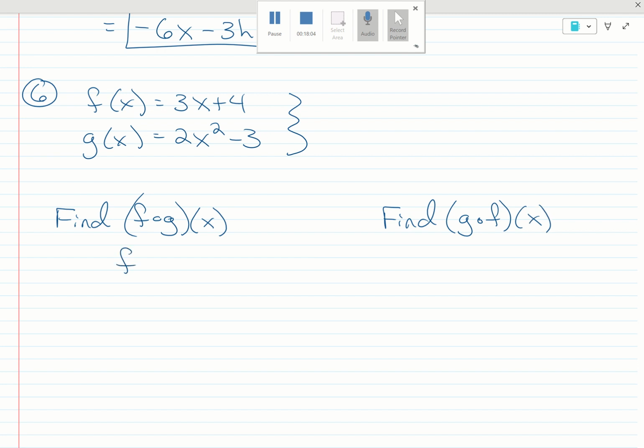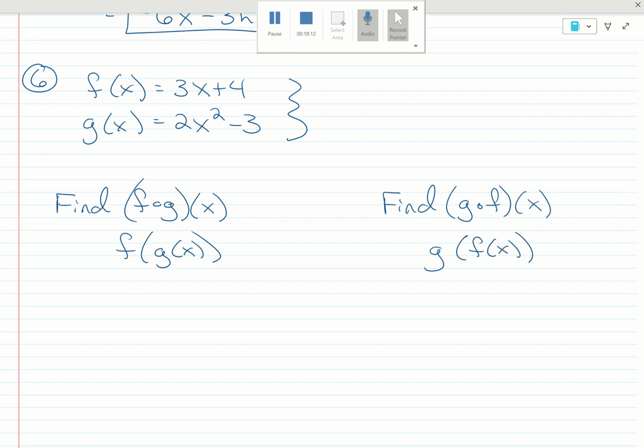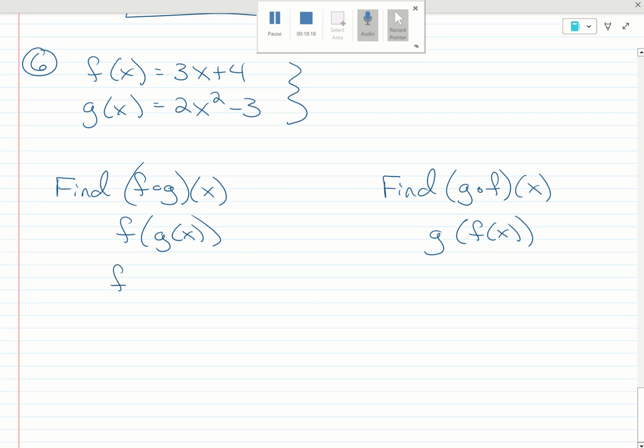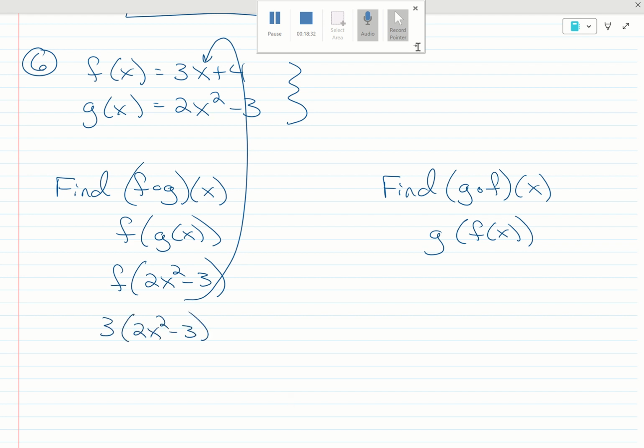So for this first one, this means f of g of x like this, and this means g of f of x. So what we're going to do is replace what's inside the parentheses with the actual function. So for this first one, g of x was 2x squared minus 3. And we're going to plug this in for the x in f of x. So this is just 3 times 2x squared minus 3 plus 4. And then distributing, we get 6x squared minus 9 plus 4 is 6x squared minus 5 would be the answer.